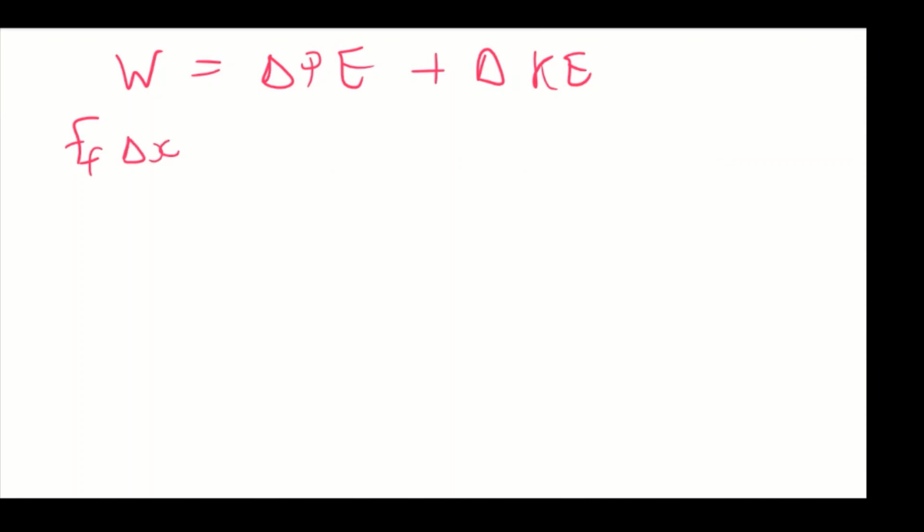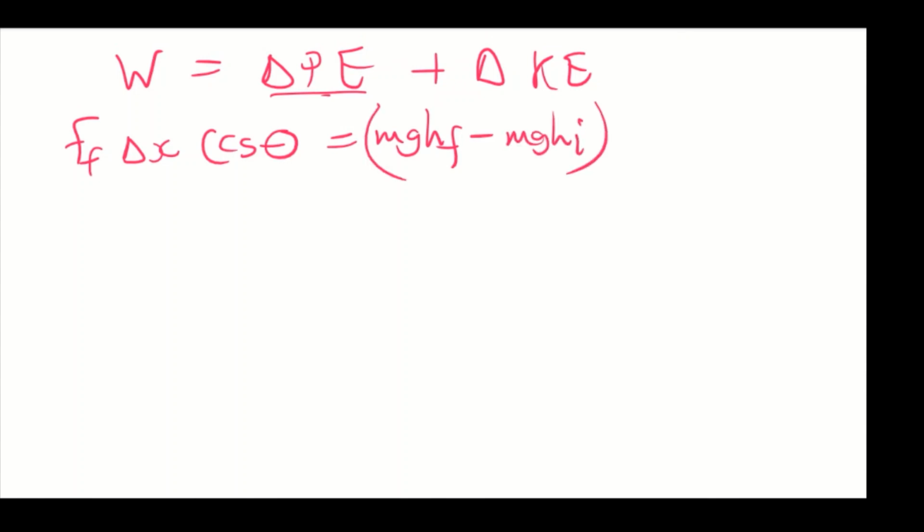So now we're just going to rewrite the formula. Work is equal to change in potential energy plus change in kinetic energy. So we have the frictional force multiplied by the distance acting on it, cos of theta, being equal to the potential energy, mgh final minus mgh initial, so just putting brackets there, plus the kinetic energy, 1 over 2 mv squared final minus 1 over 2 mv squared initial, right?